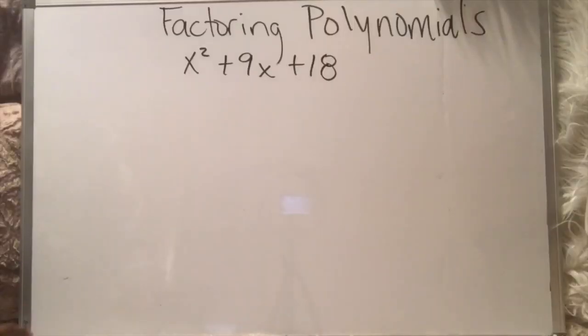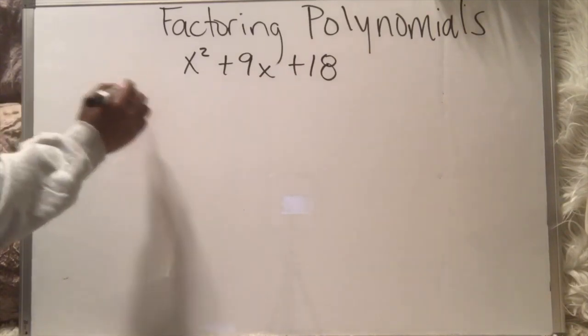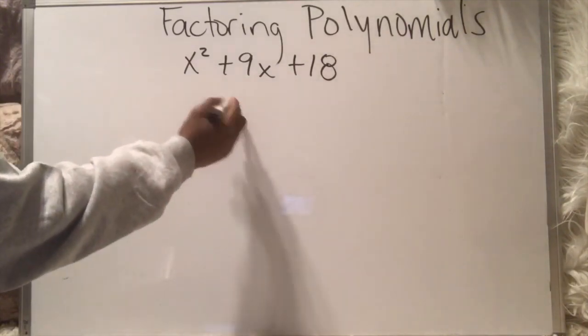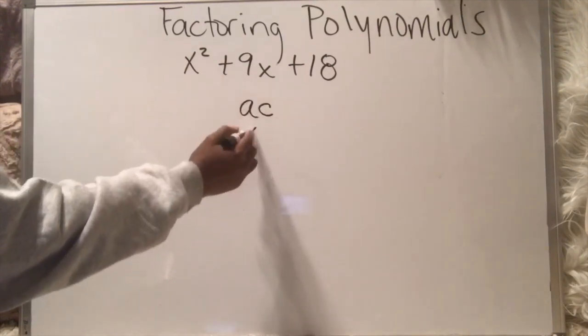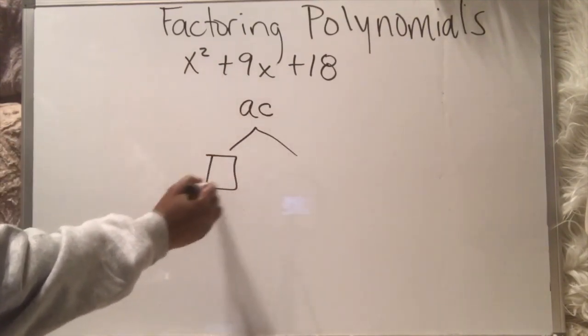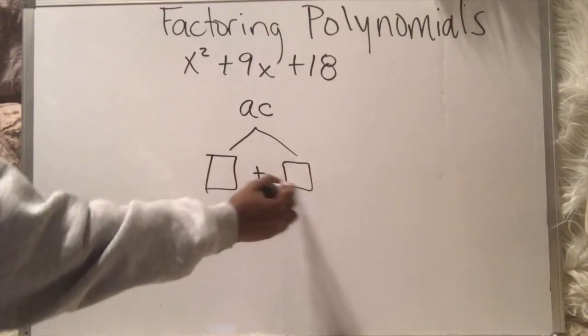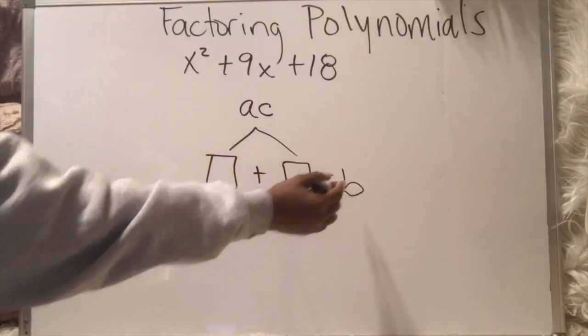In today's lesson, we're going to be factoring polynomials, and we're going to use the AC method. The AC method is when you do A times C, and you split. You have two numbers that add, and it has to give you B.